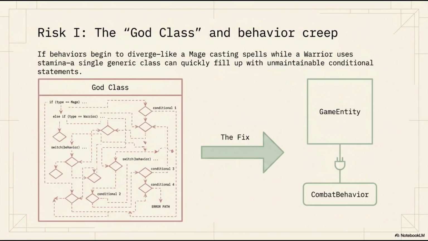You can see the intricate if-else-if checks for different entity types and nested switch statements for various behaviors, resulting in complex spaghetti-like logic riddled with conditional paths and potential error paths. The proposed fix, illustrated on the right, is to break down this monolithic structure.